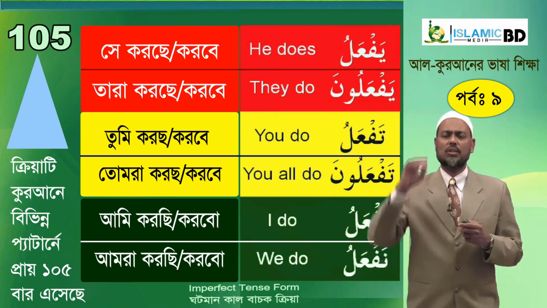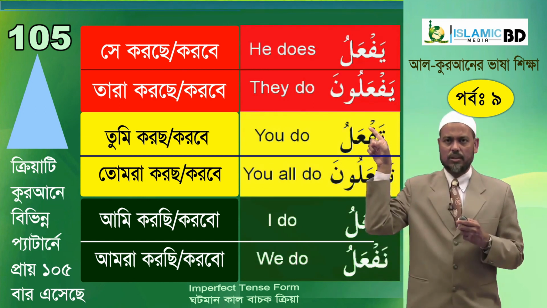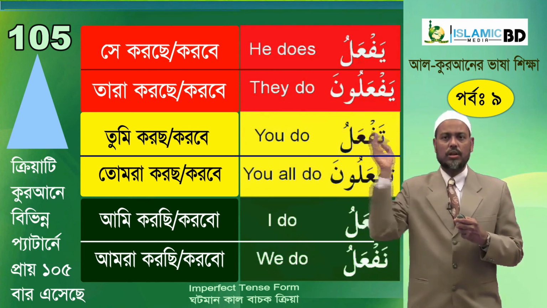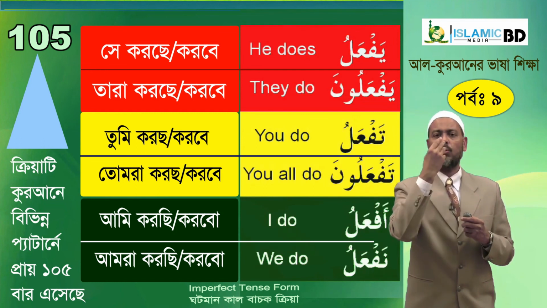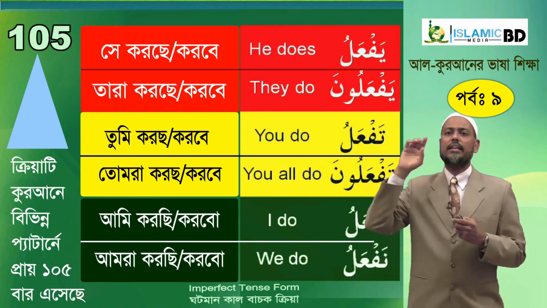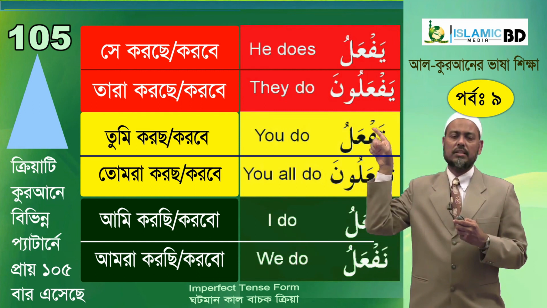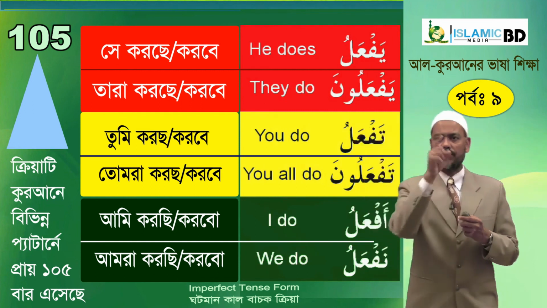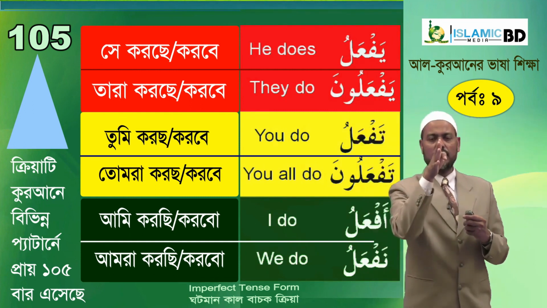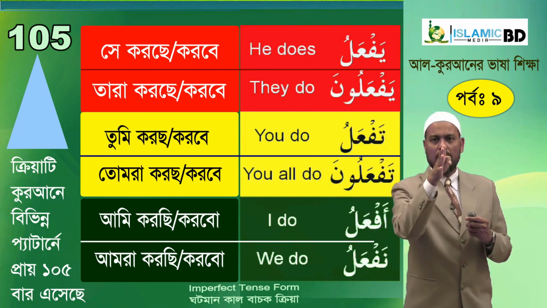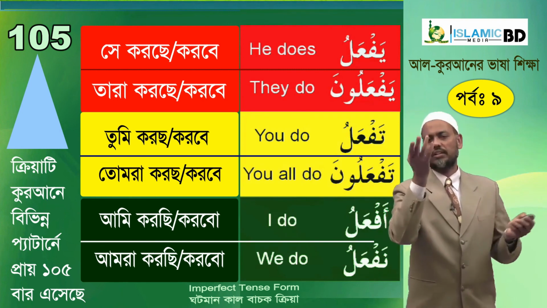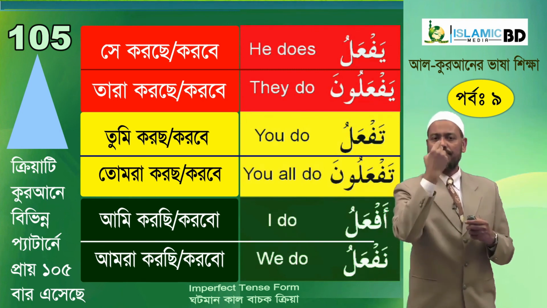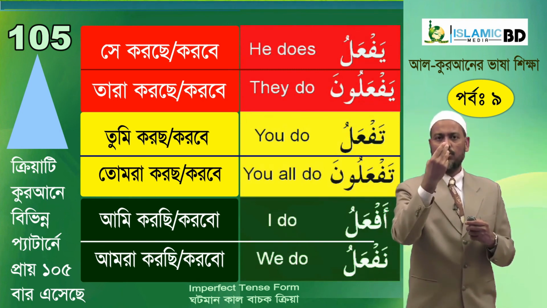Let's do it 3 times. Yaf'alu, he does. Very good. Yaf'aluna, they do. Taf'alu, you do. Taf'aluna, you all do. Af'alu, I do. Naf'alu, we do. Again, yaf'alu, he does. Yaf'aluna, they do. Taf'alu, you do. Taf'aluna, you all do. Because you is the same in singular and plural, that's why we say you do and you all do. For the others we don't have to say all. Af'alu, I do. Naf'alu, we do.